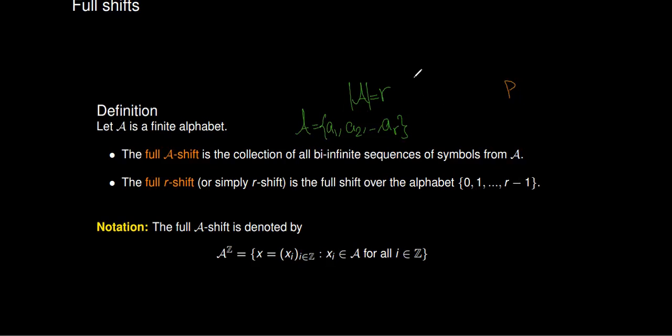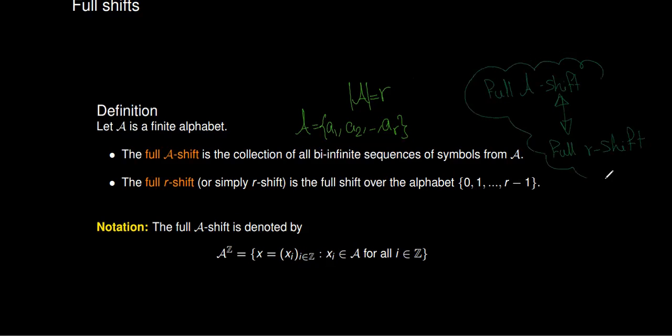Let me write with green color all of the stops. It would be the full A shift with the full R shift. Okay, so the full A shift is denoted by this notation.